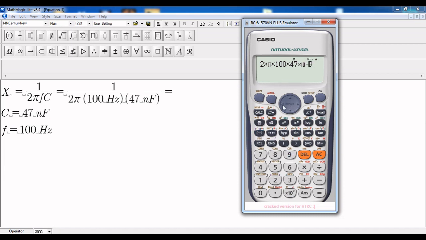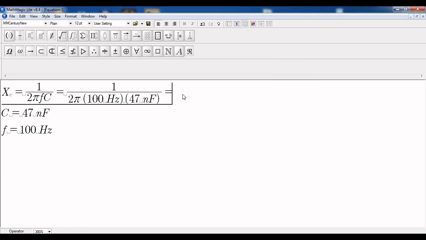Wait, that's not clickable. Let's not forget our parentheses. It's not clickable. That's the one. Then we get the reciprocal, so we get this. Okay. Again, let's not forget to press ENG for engineering notation. So that will be 33.86 times 10 to the 3 is kilo, so kilo ohms. 33.86 kilo ohms.